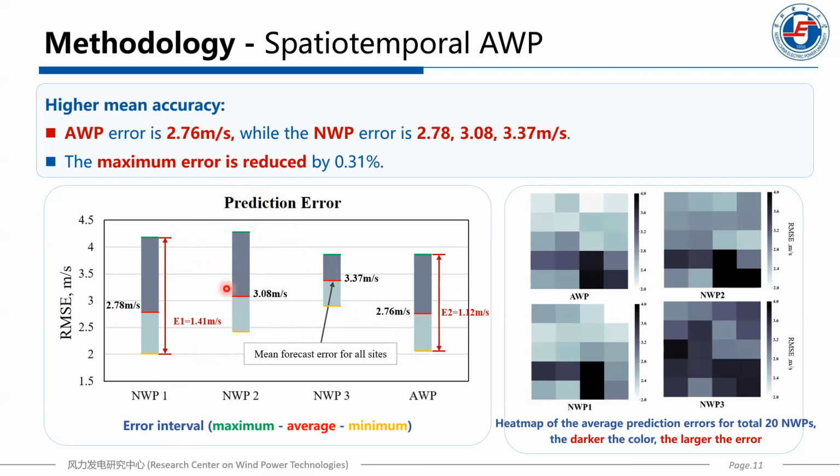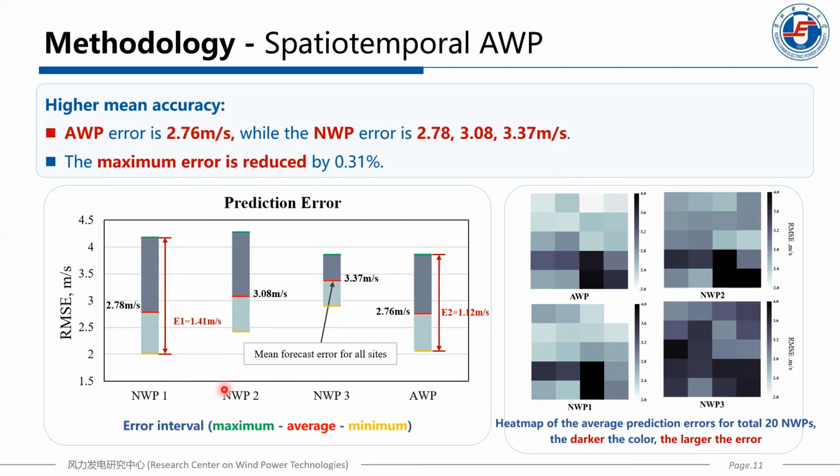But you could see even for this one, the average error is nearly the same, but the uncertainty range and maximum error are slightly lower than that. So from different perspectives, the AWP results give us confidence, showing good performance from many perspectives.